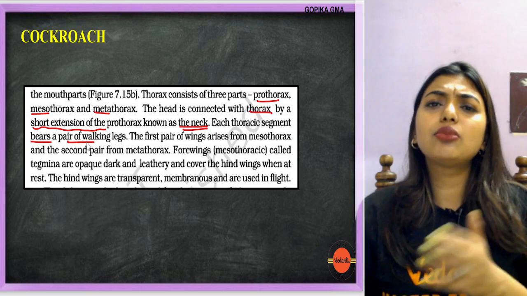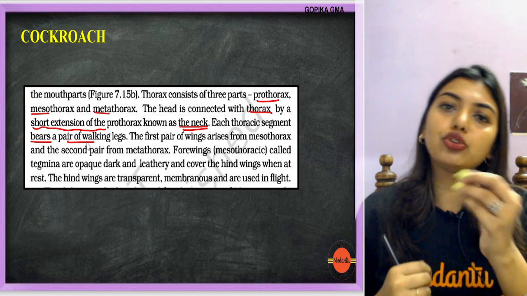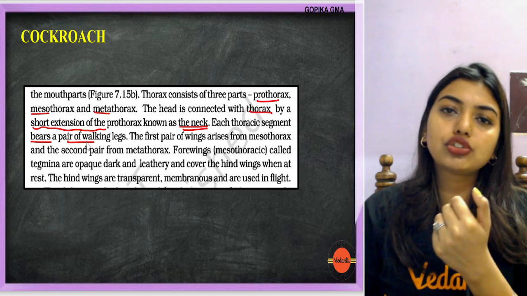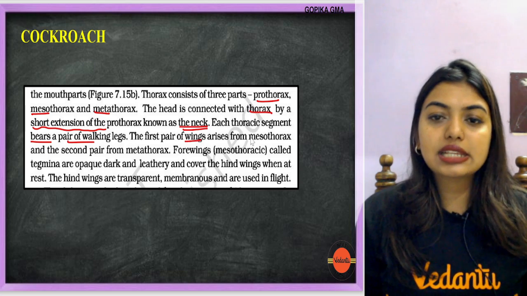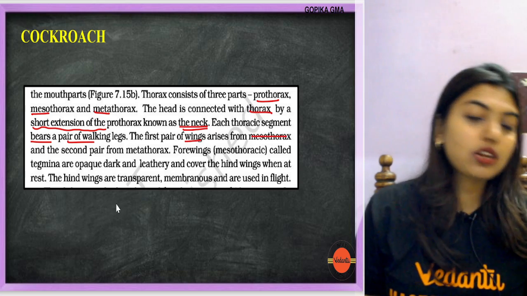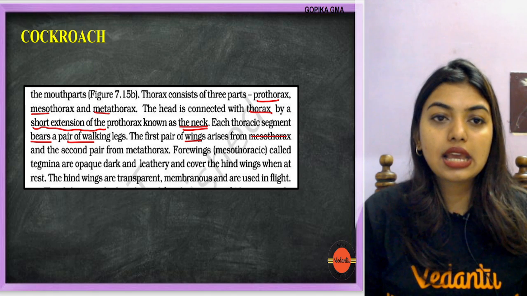What is the most important characteristic of arthropods? Jointed appendages. Then how can cockroach not have jointed appendages? Right, now the first pair of wings arises from the mesothorax. First pair of wings arises from the mesothorax.